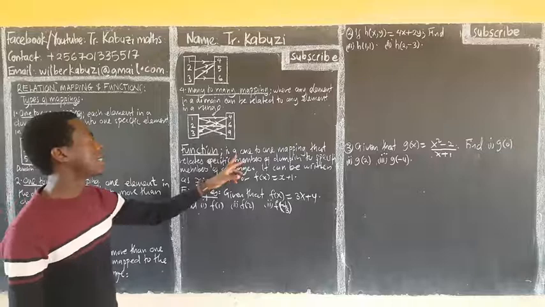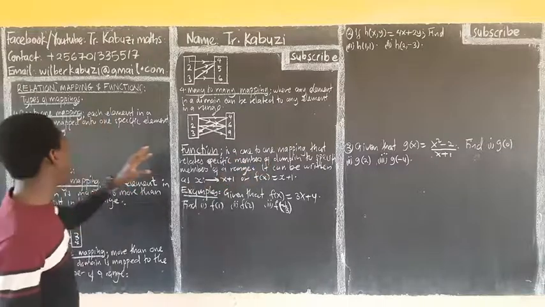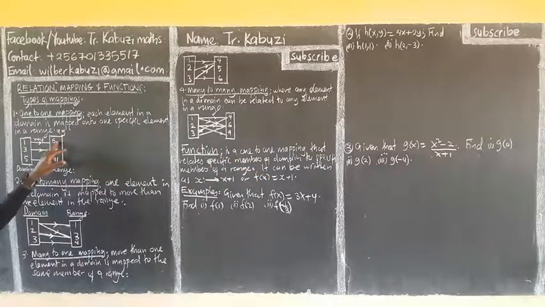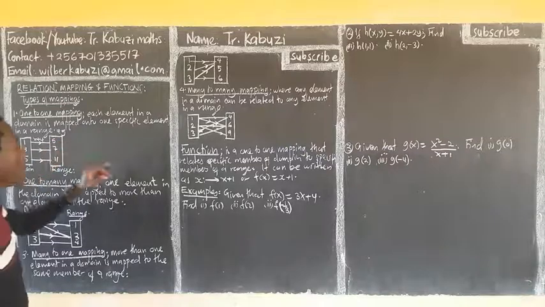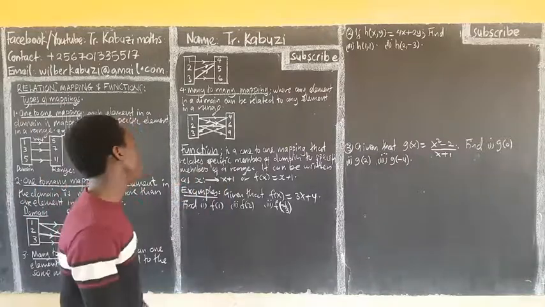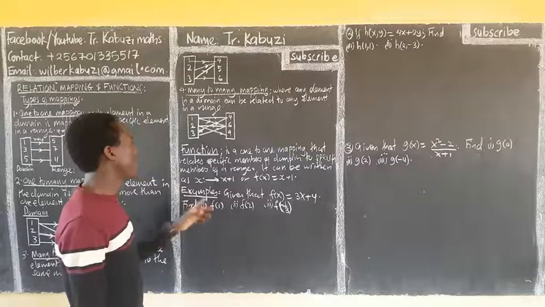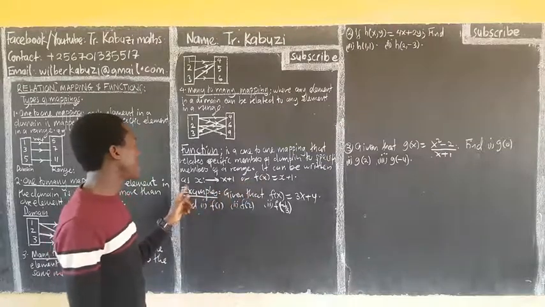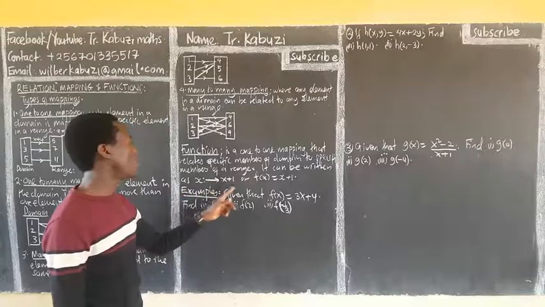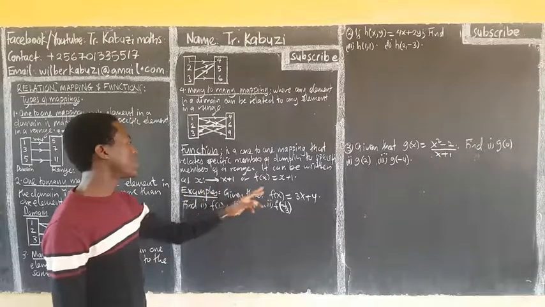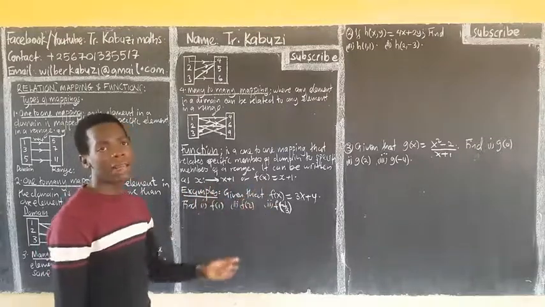A function is a one-to-one mapping. I think you know one-to-one mapping: each value, a specific member in the domain, is related to a specific member in the range. It can be written as x maps to this, or f of x is equal to this. There are two ways you can write a function.